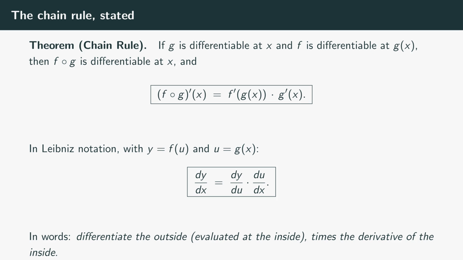It's also why Leibniz's notation crushed Newton's dot notation in the historical record. We'll come back to that. In plain words, differentiate the outside, leave the inside alone, then multiply by the derivative of the inside.